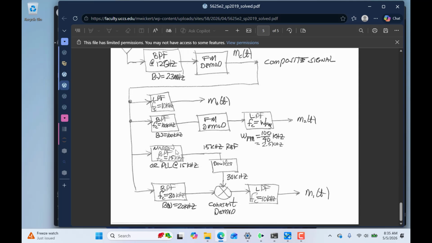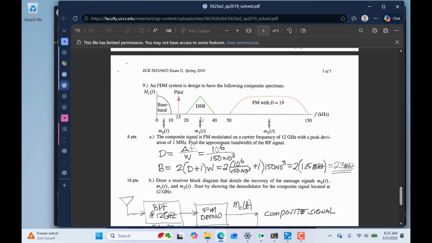Okay, the narrowband bandpass filter or phase lock loop to take the pilot carrier at 15 kilohertz. In this case, I chose to show it as a doubling to 30 kilohertz so I can coherently demodulate the double sideband and then pull it back to 10 kilohertz. And you know that the bandwidth of the message over here must be 10 kilohertz because the bandwidth of a double sideband signal is 2 times W, right? So it's 20 wide divided by 2 is 10.